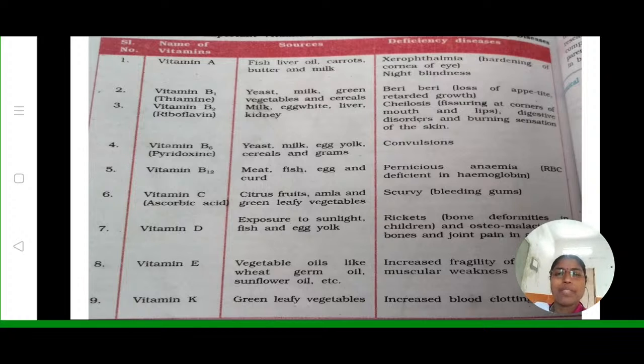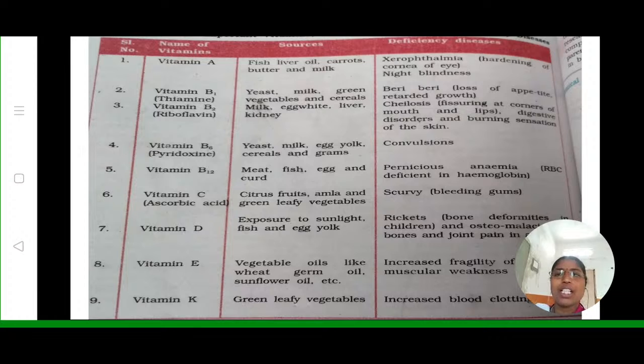The deficiency is beriberi. Beriberi means loss of appetite and retarded growth. Okay, that is beriberi. Let's go to B2. The scientific name of B2 is riboflavin. Sources of B2 are milk, egg white, liver and kidney. These are the sources of vitamin B2.